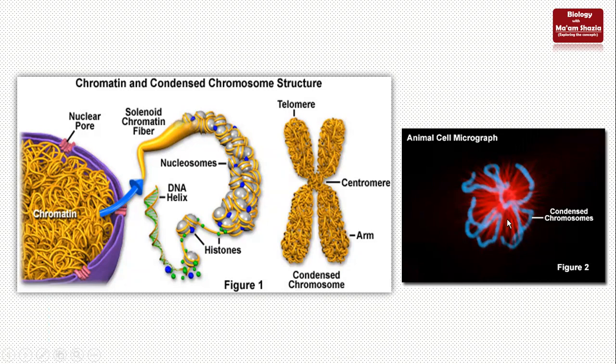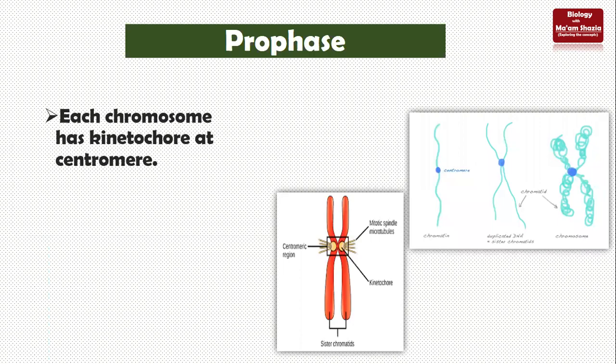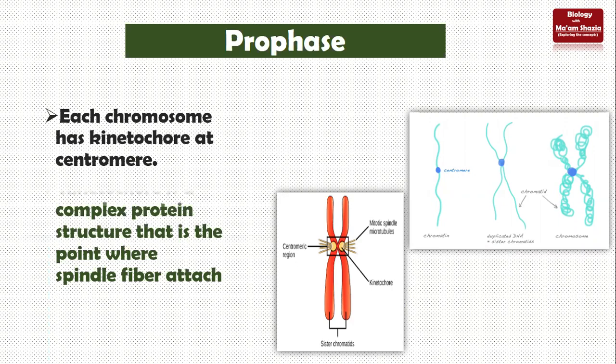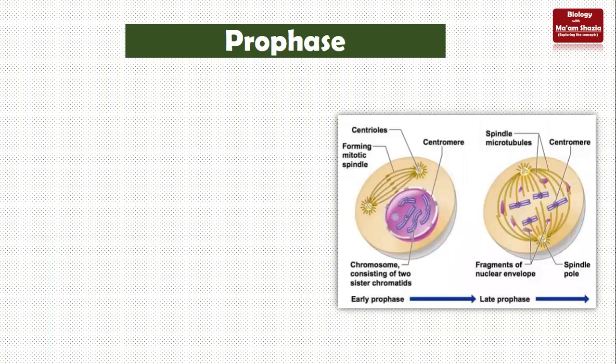How does condensation result in the visibility of the chromosomes? We are unable to see the chromatin, right? But in the form of chromosome, we can see it. And whenever we see that chromosome, it means the cell is going through a dividing phase. So each chromosome has kinetochore at centromere. I have already told you about the kinetochore. Kinetochore is a complex protein structure where the spindle fiber is going to attach.